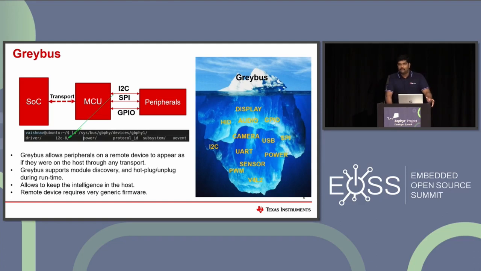The main concept behind Greybus is to keep most of the intelligence within the host system, and these interchangeable modules can create your own unique kind of systems. And the remote devices, the add-on devices, always run some generic firmware. It does not have any custom firmware. It's more of a generic firmware.